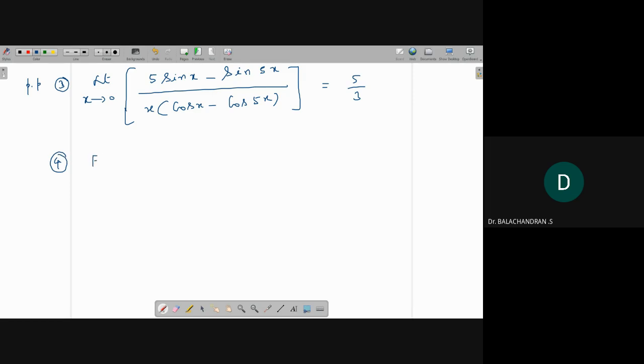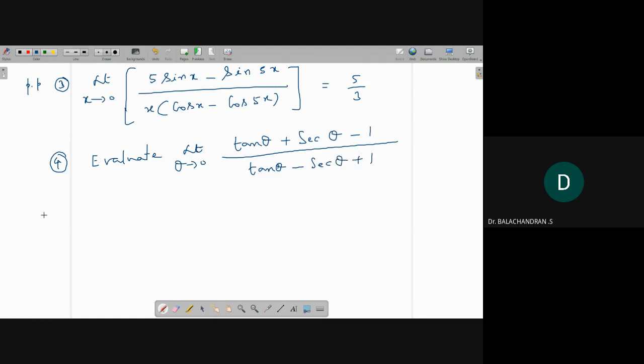Evaluate the limit as theta goes to 0 of (tan theta plus secant theta minus 1) divided by (tan theta minus secant theta plus 1). Okay, this is the problem.